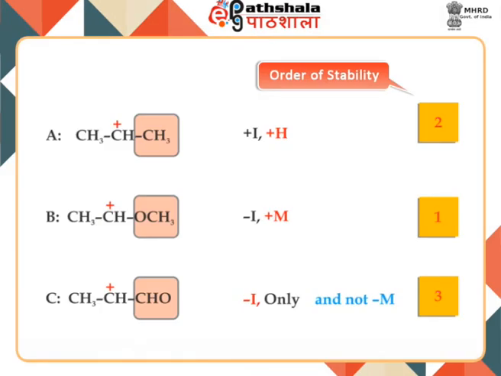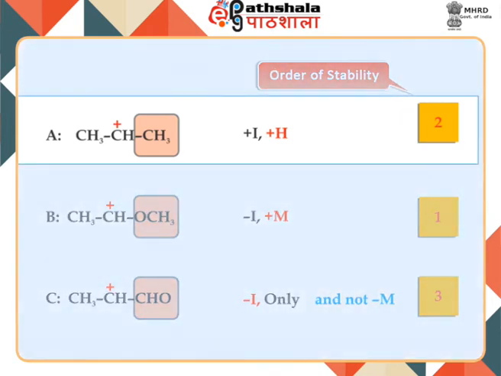Let us extend this understanding for the comparison of carbocations which are joined to heteroatoms or groups having more than one effect, which may be sometimes opposing as well. Of the three carbocations, let us compare the differentiating groups amongst them, which are CH3, OCH3 and CHO respectively. Let us write what effect they are exerting on the carbocation center.